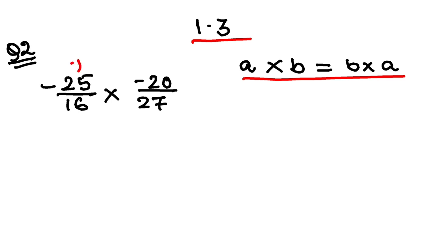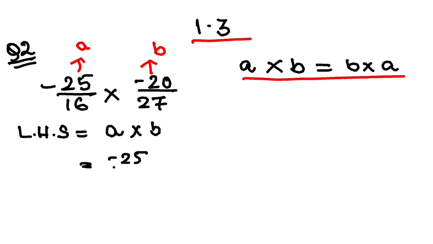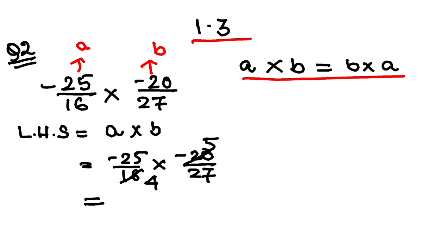Let us assume that this is A and this is B. So I'll first find the left hand side, that is of course A into B. So minus 25 by 16 into minus 20 by 27. Okay, by 4 times, by 4 5 times, minus minus is plus. This will give you 125 by 108.